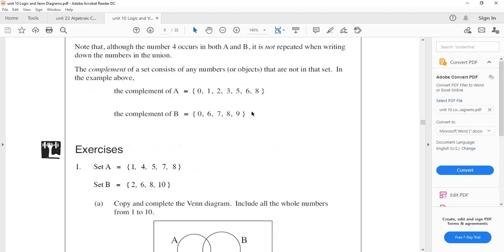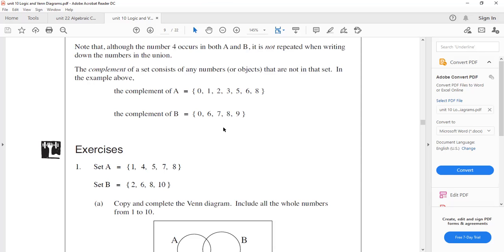Good. And what sometimes they do is they may ask you for the complement of A, the complement of B, and ask you for the intersection of the complements of the two sets, right? And all that means is, what is common, what are the common elements that are in the complements of the sets.